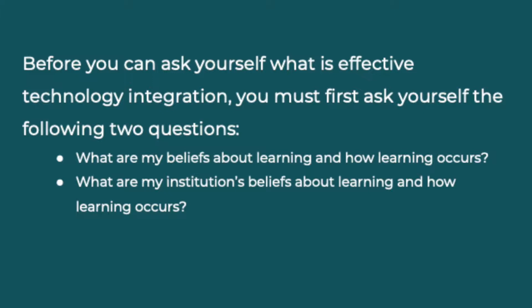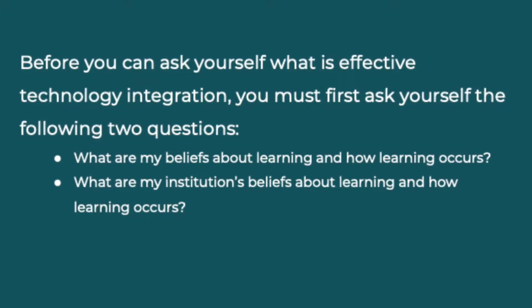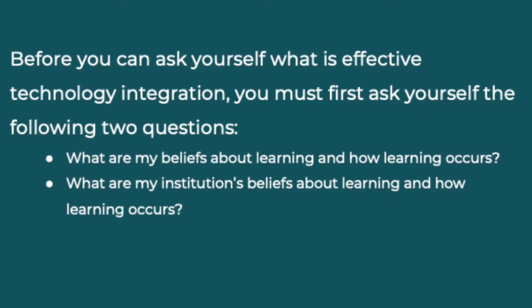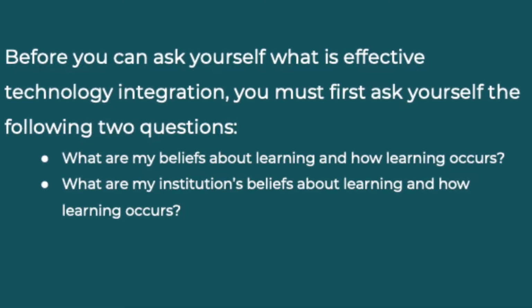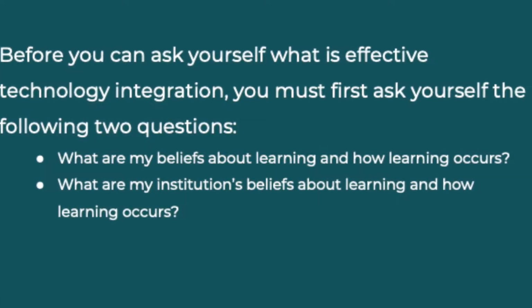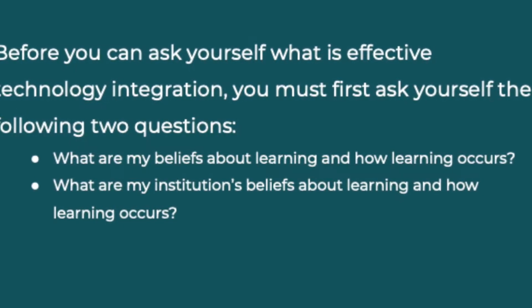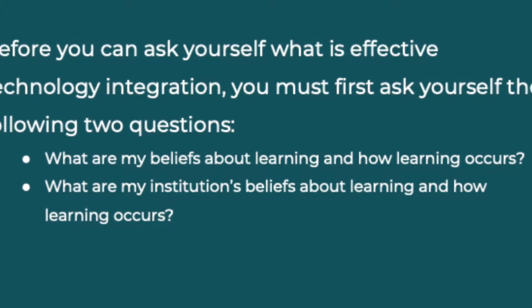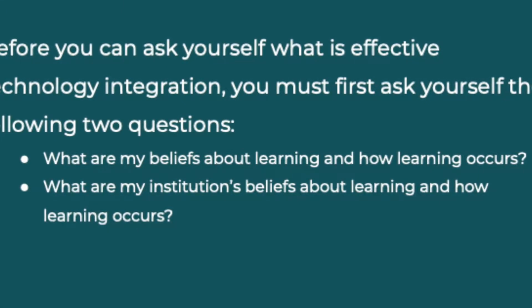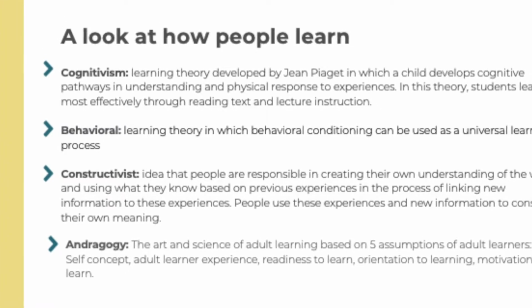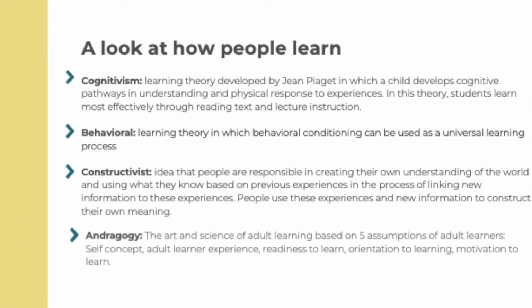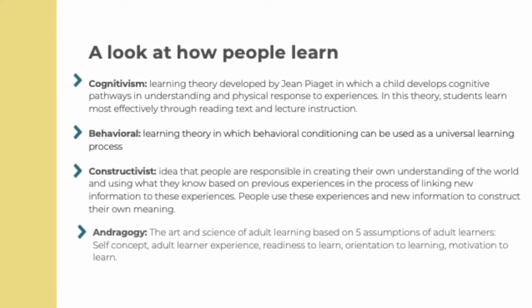Before you can ask yourself what is effective technology integration, you must first ask yourself the following 2 questions. What are my beliefs about learning and how learning occurs? And what are my institution's beliefs about learning and how learning occurs? Take a few minutes to reflect on these questions and jot down any ideas you have. For the next few minutes, watch the following videos as they discuss various types of learning theories.